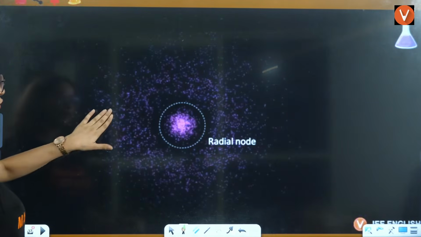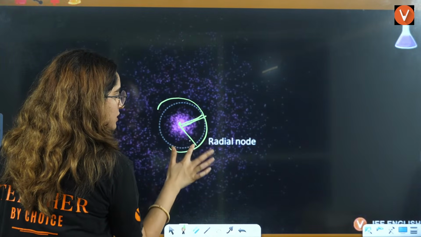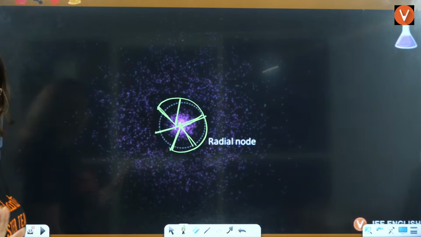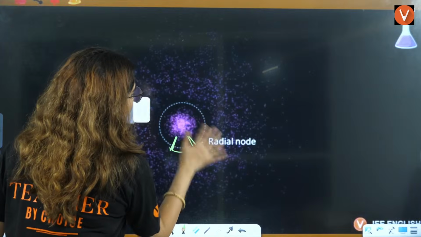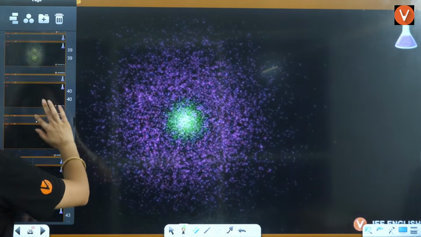This is a radial node. In a circle from the nucleus, at this particular distance, the probability of finding the electron is 0. That is the radial node. But if you see the angular node, okay, we will discuss all this.